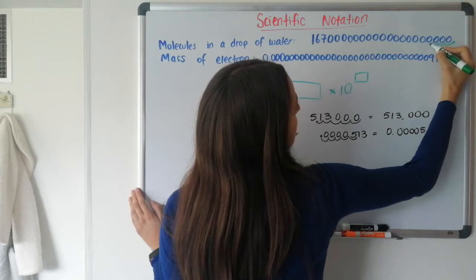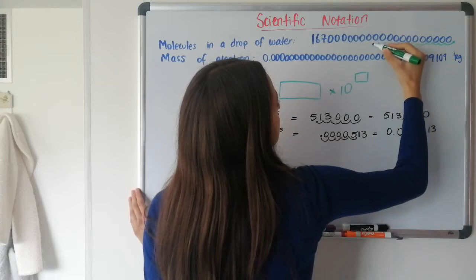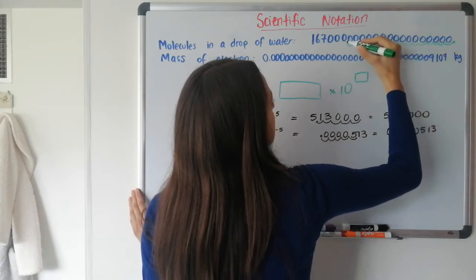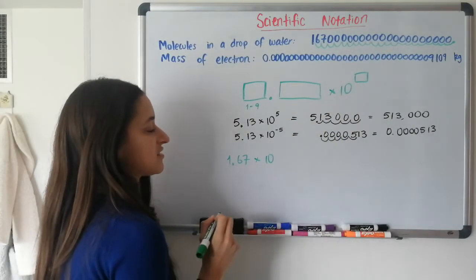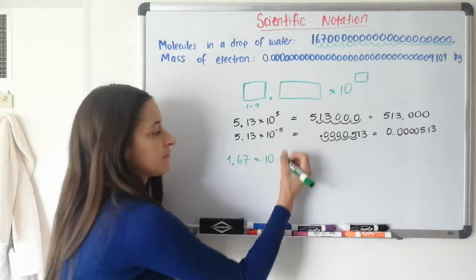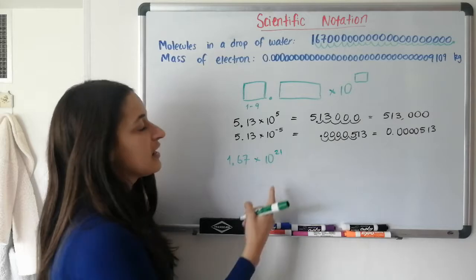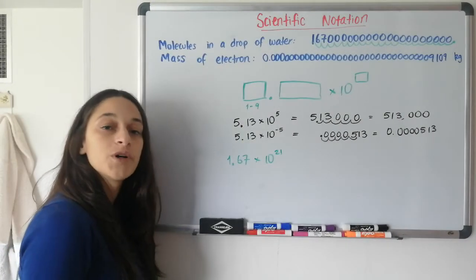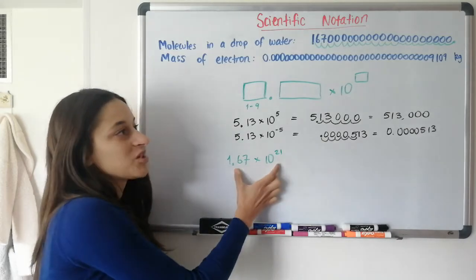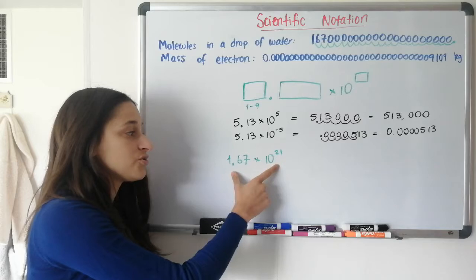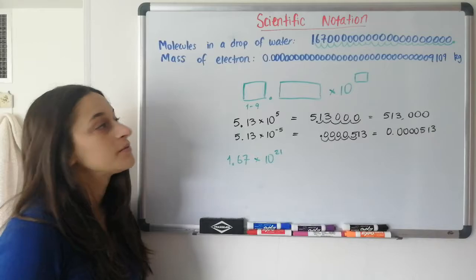1, 2, 3, 4, 5, 6, 7, 8, 9, 10, 11, 12, 13, 14, 15, 16, 17, 18, 19, 20, and 21 to get to 1.67. So that's going to be our exponent. 1.67 times 10 to the 21 is the number of water molecules in a drop of water written in scientific notation. You can see that it becomes much more compact and it's easier to use. And as we'll see later, it's also easier to do calculations with it.